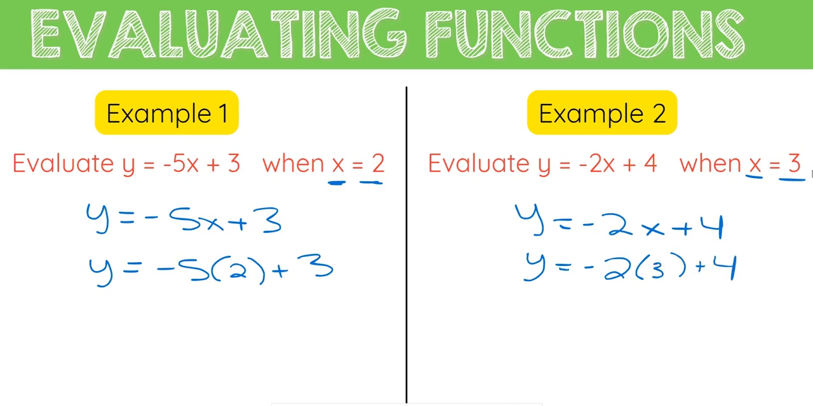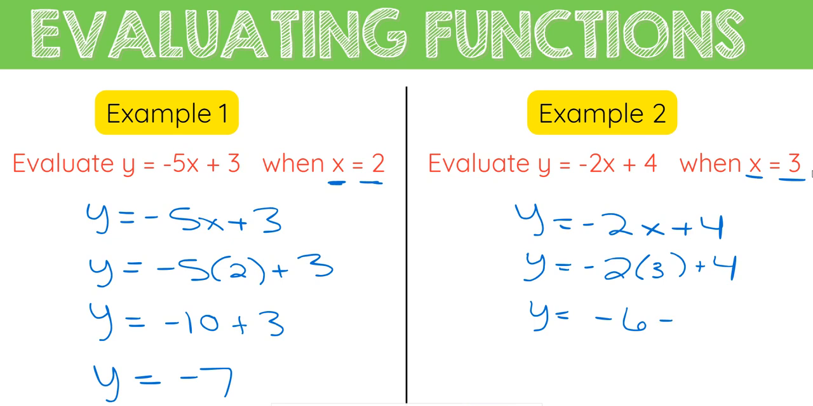Okay, so I'm going to head back to my example, and now we're just going to do the math. So I'm going to use order of operations, negative 5 times 2 is negative 10, plus that 3. So I get y is equal to negative 7. Okay, so go ahead and finish solving yours and find what y should be equal to. So after doing the math, negative 2 times 3 is negative 6. And then we have negative 6 plus 4 will give us negative 2.